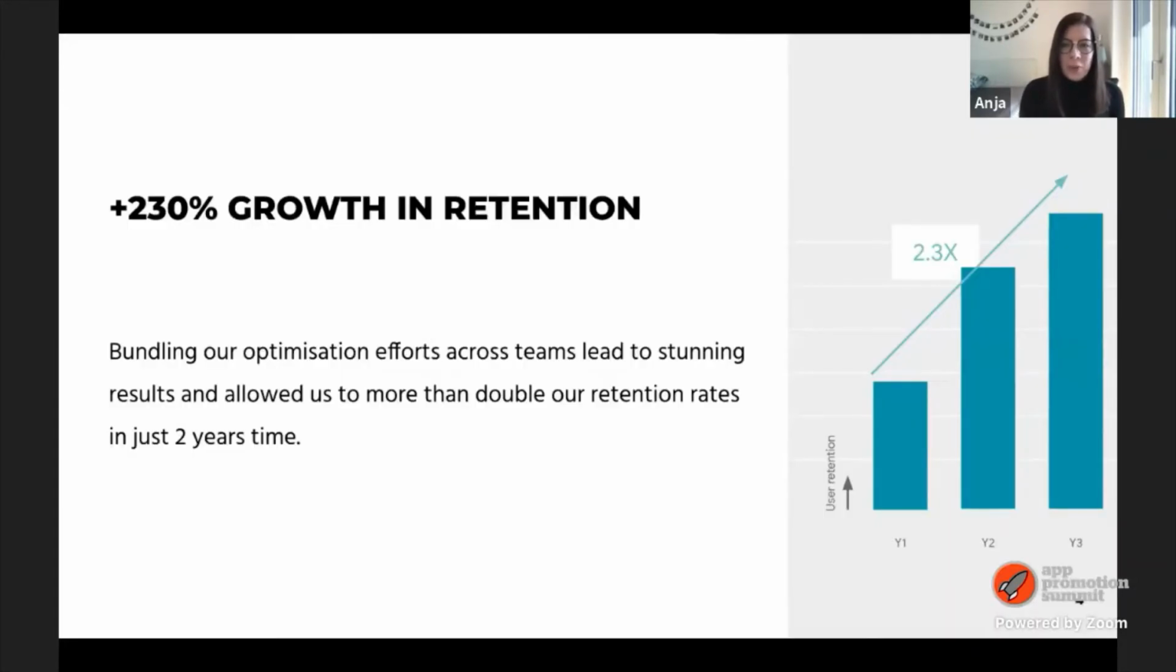So kicking it off with the impact that we had over the past 2 years. Last year, I just showed the first part of that graph, and we continued to optimize our user retention. So we have actually seen a 230% growth in our user retention. And we are doing this by really bundling our optimization efforts when it comes to user retention across multiple teams. It really transformed the way we work and also the impact that we can generate with this, because everyone is working on the same topic, on the same goal from different angles, which then leads us to having a way bigger impact compared to if each and everyone would be cooking their own soup.